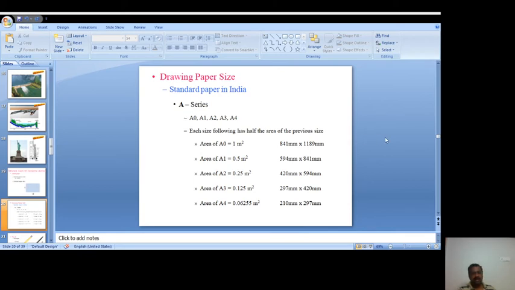A0 will be 841 mm by 1118 mm. A1 will be 594 mm by 841 mm. A2 will be 420 mm by 594 mm. A3 will be 297 mm by 420 mm. A4 will be 210 mm by 297 mm. You can see that A4 is the print out size. If you take a print out, you can see that A4 size. So if you add these two A4 sheets, you get an A2 sheet.